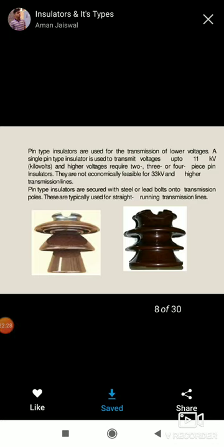So for the conductor tightness, another conductor of the same conductor material, you have to tighten that conductor.